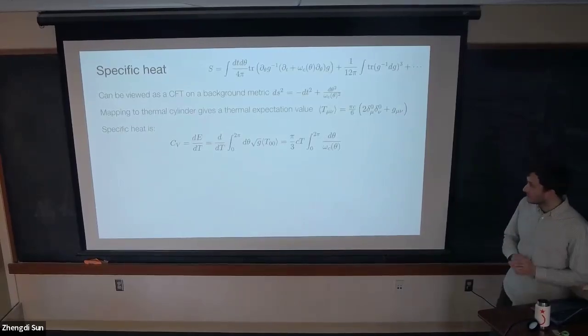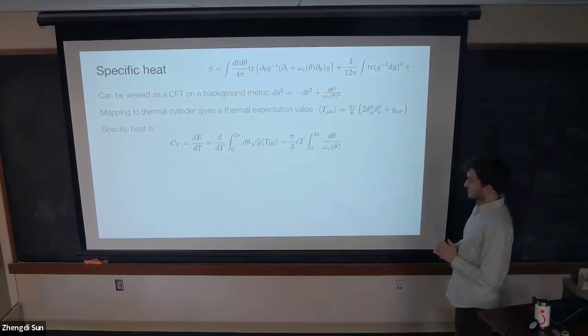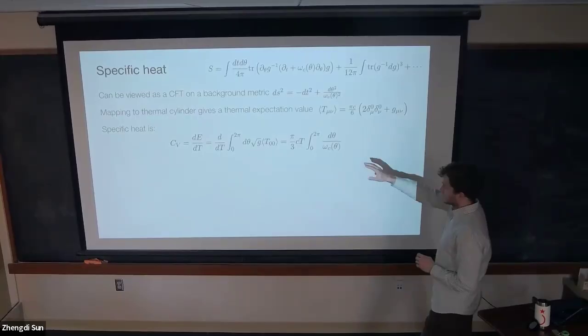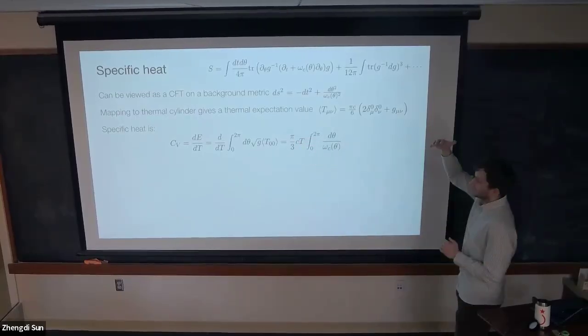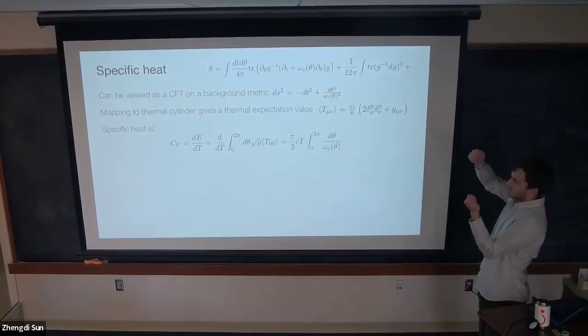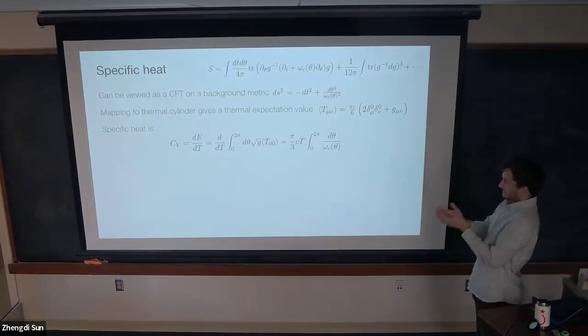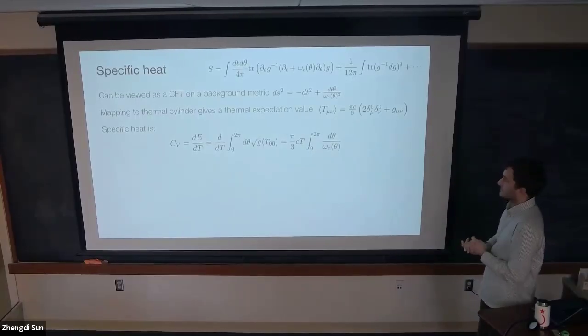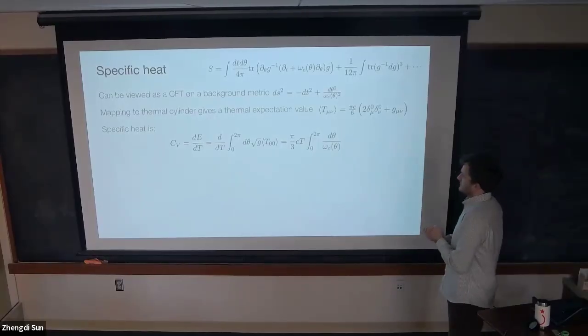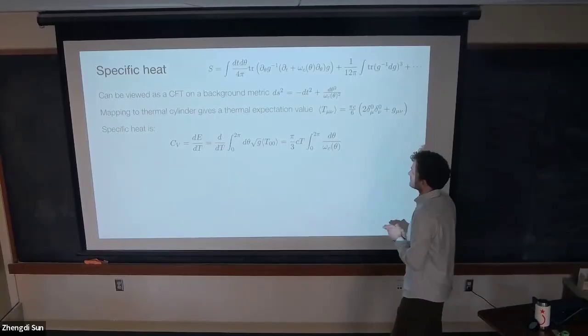For example, let's compute the thermal free energy or the specific heat. This is an observable that guided a lot of our intuition because I was telling you there's this naive overcounting of degrees of freedom. Specific heat is really something that's going to measure how much stuff there is in your system. And it's also a very easy thing to compute.